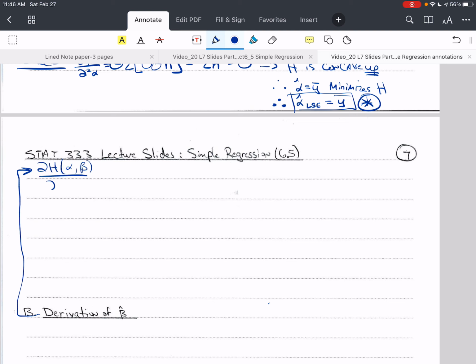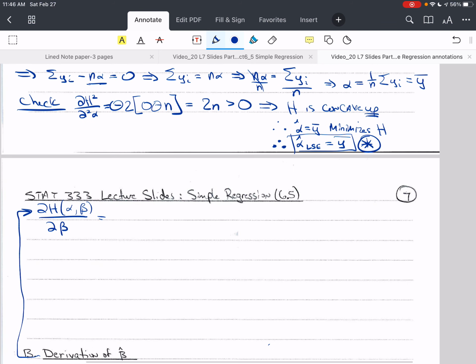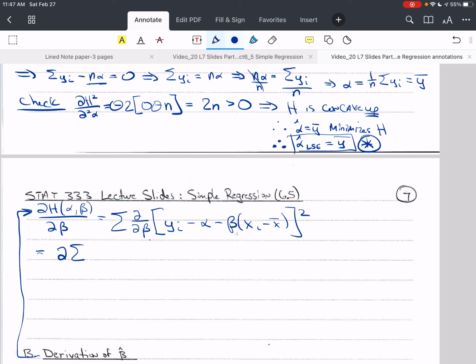The partial of H of alpha, beta, with respect to beta, is going to be the sum of the partial with respect to beta of yi minus alpha minus beta times xi minus x bar quantity squared. Okay? So the derivative of the sums is the sum of the derivatives, so I can pull the derivative in here, but again, I can't take it inside the square. I cannot do that. So this is equal to 2, I'll just go ahead and pull that out front, 2 times, and we'll keep the brackets, yi minus alpha minus beta times xi minus x bar, bracket, and then I have to use the chain rule.